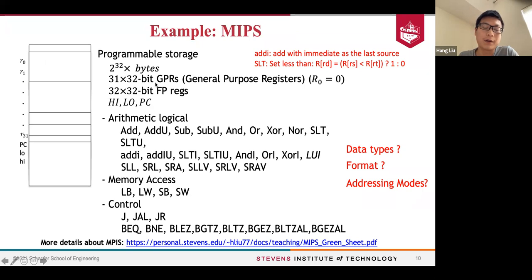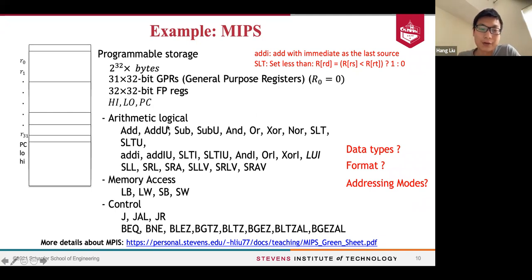The containers for opcode and operand are registers and memories, like a 4 GB memory, 32-bit general purpose registers, and 32-bit floating point registers, high, low, and PC. PC is the program counter, a particular register for the execution of the program. It specifies the next program instruction, okay?